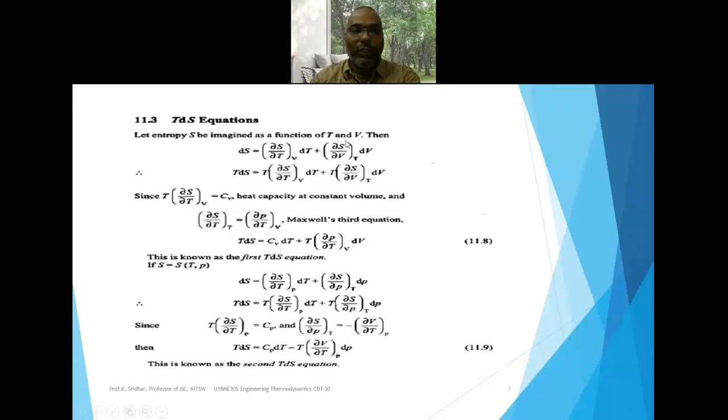Similarly, here we assumed that entropy is a function of temperature and volume. Now entropy is a function of temperature and pressure. It is the second assumption you take. So dS can be written like this. Once again, from the second TdS equation you substitute. Now we are able to get 11.9: TdS is equivalent to Cp dT minus T into ∂V/∂T with respect to P into dP. So this is the second TdS equation.